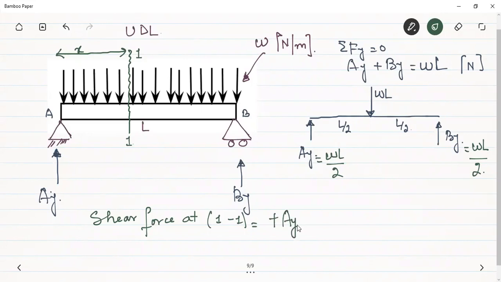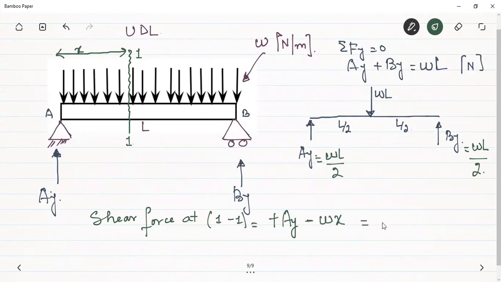What is the total magnitude? Up to the section 1-1, it is equal to omega into x. Omega into L is for the whole beam, but omega into x is only up to this section. Therefore, is it downwards or upwards? Downwards. Will it be positive or negative? From the left hand side of the section, all the loads which are downwards are negative. Therefore, it will be equal to minus omega x.